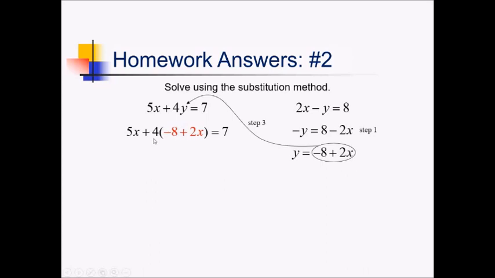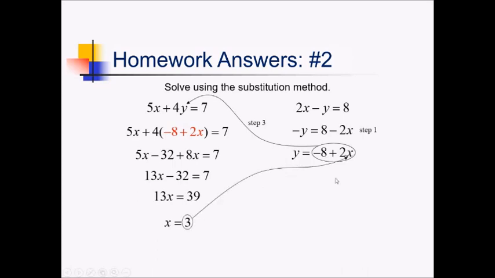Now we just have to solve for x because we only have x's in this equation. So distributing that 4, we've got negative 32 plus 8x there to go with the 5x. And let's see here, 5x and 8x, that's 13x. Add 32 to the other side, that's 39. And dividing by 13, we get x equals 3. Now that I have x, I can replace x with 3 to get y in this equation over here. So we have negative 8 plus 2 times 3. So that's negative 8 plus 6, which comes out to negative 2 for that y value. So then I have the point 3 comma negative 2.